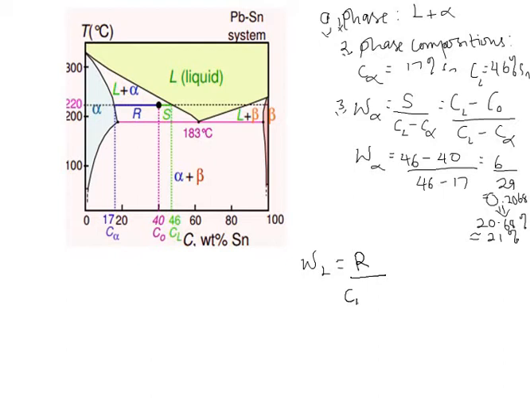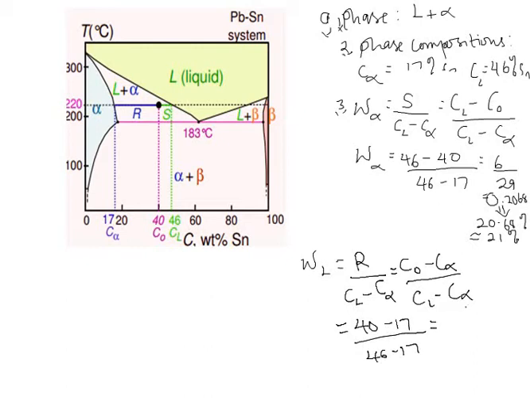divided by our overall distance CL minus C alpha. So our distance R is actually the same as CO minus C alpha, and it will be divided by CL minus C alpha. So when you substitute the values, you'll be left with 40 minus 17 divided by 46 minus 17, right? So 40 minus 17 will give you 23, and this will give you 29. And when you divide, this will give you a value that is approximately equal to 0.79. And of course, when you convert this to percentage, it will be 79%. So you see, it's actually the same as saying 100% minus 21% gives you 79%.